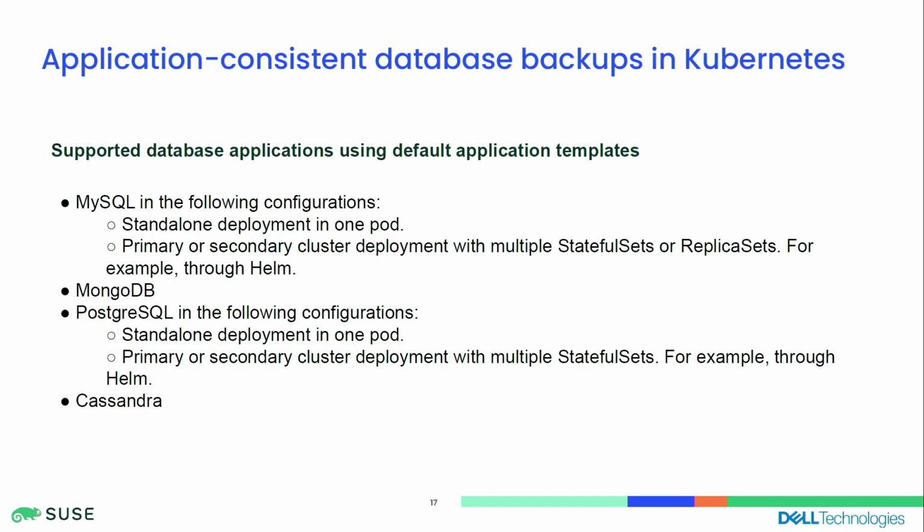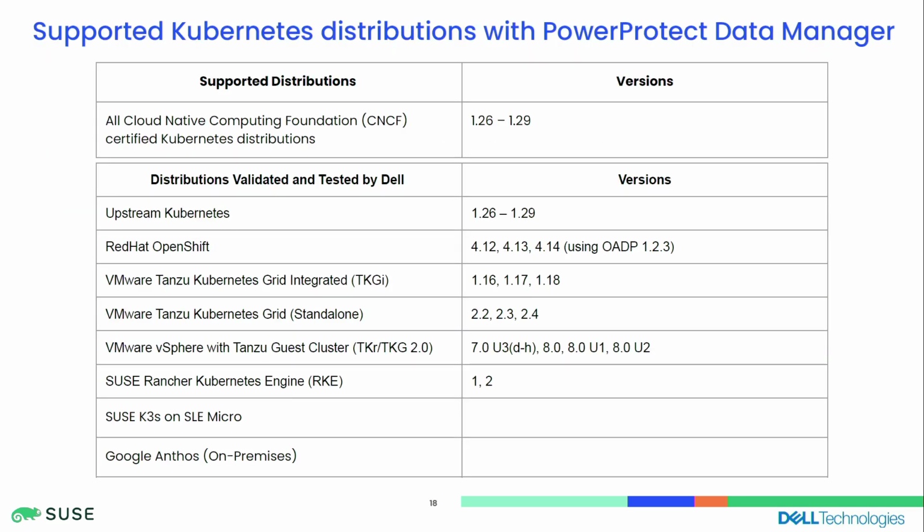This slide is important. Application consistent backup for databases is very important. MySQL, MongoDB, PostgreSQL and Cassandra databases are supported as part of the application consistent backup of databases. This means that it will be able to recover up to the point where the backup was done. So this is an important feature.